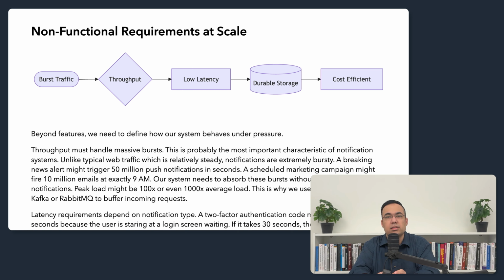So, we handle this with priority levels. High priority notifications like authentication codes skip the queue and process immediately. Low priority marketing notifications can be batched and delayed for efficiency.